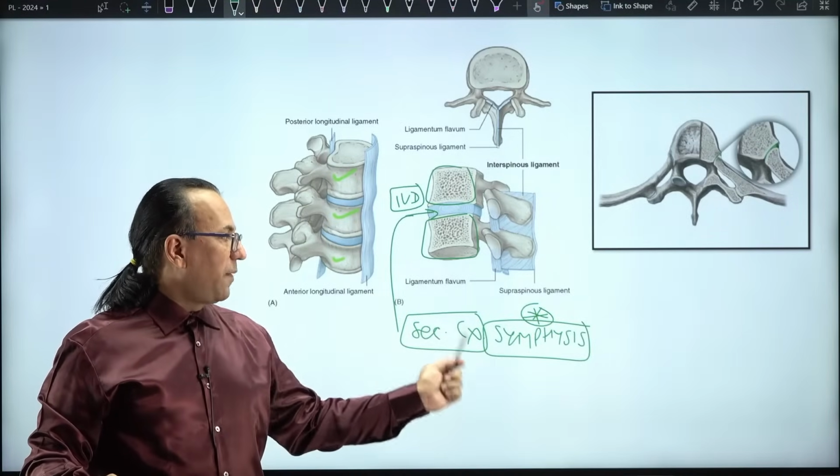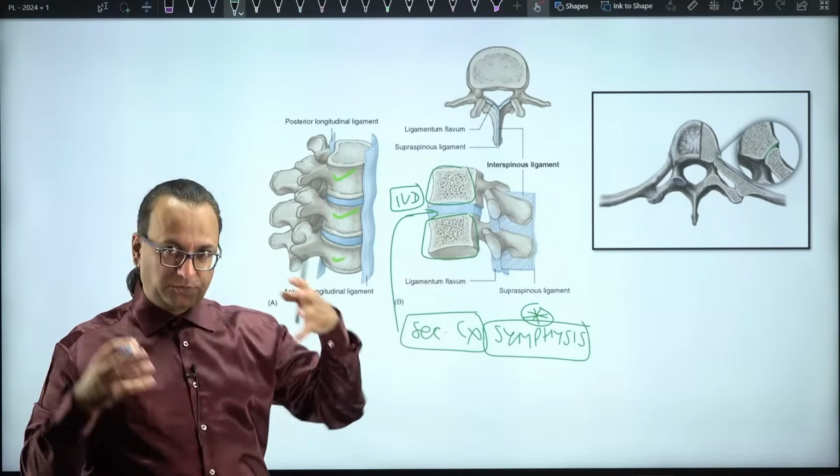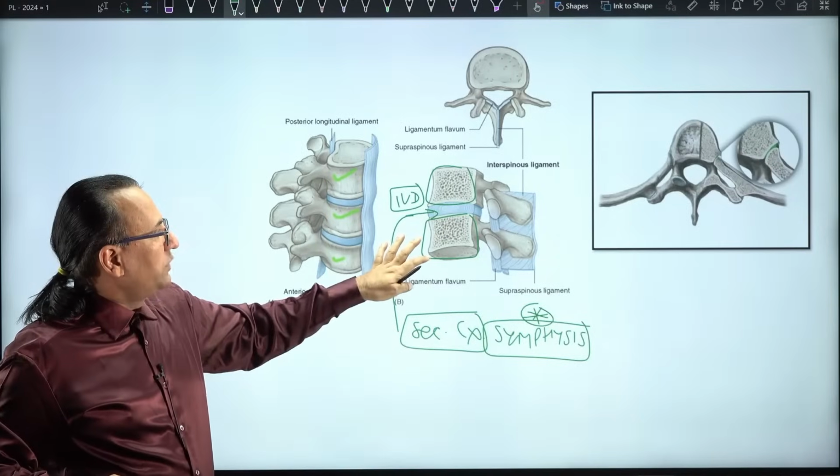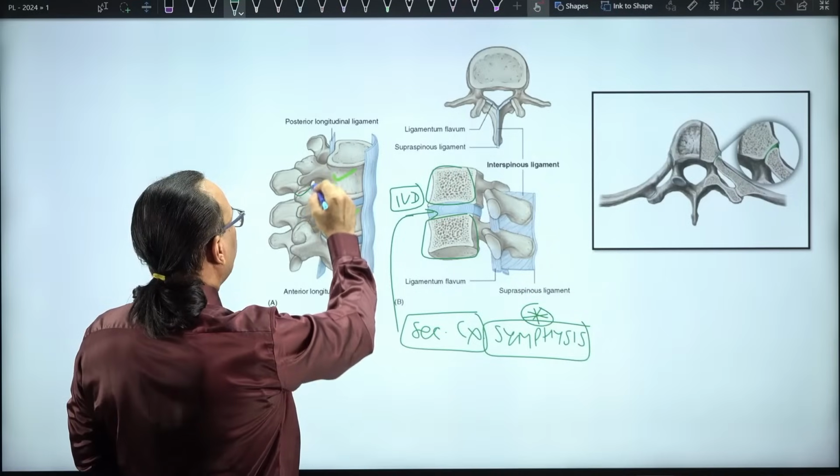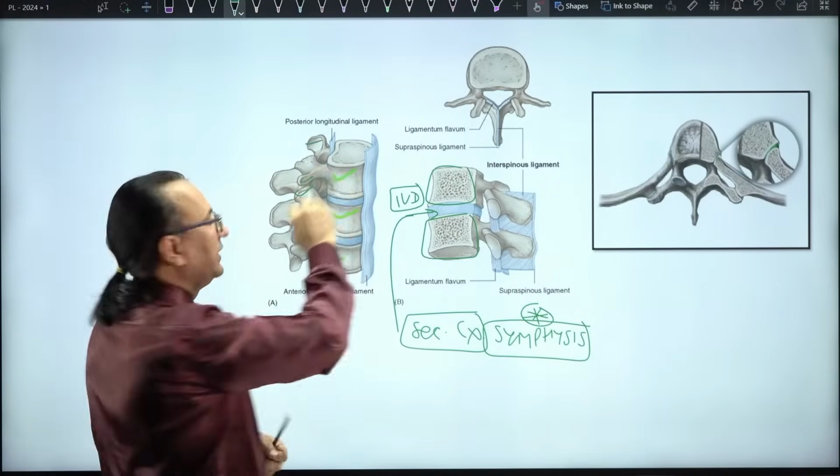Now, that is about the joint between the vertebra. What about the joint between the superior articular facet and the inferior articular facet?